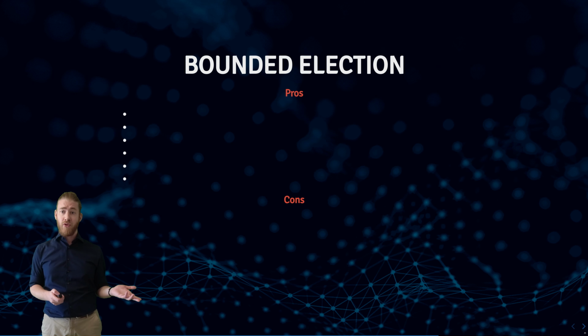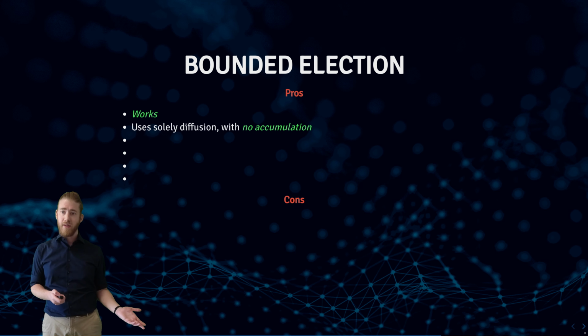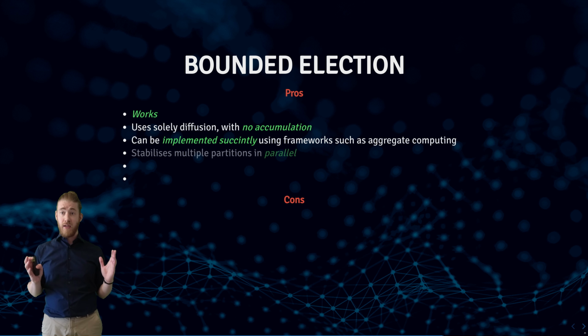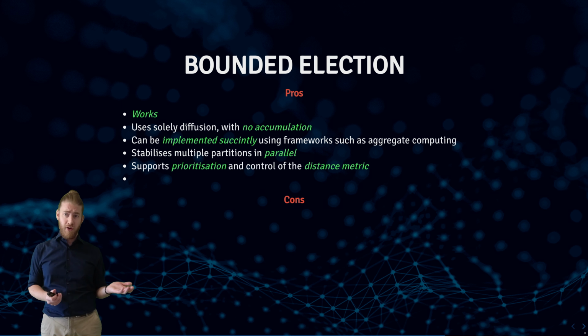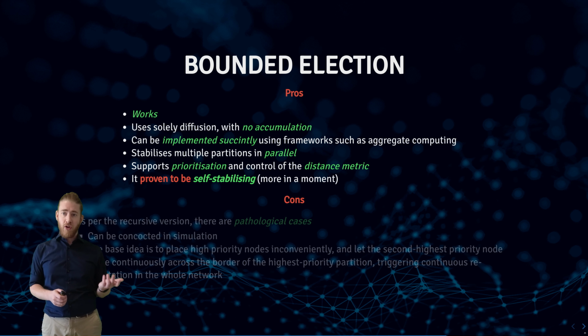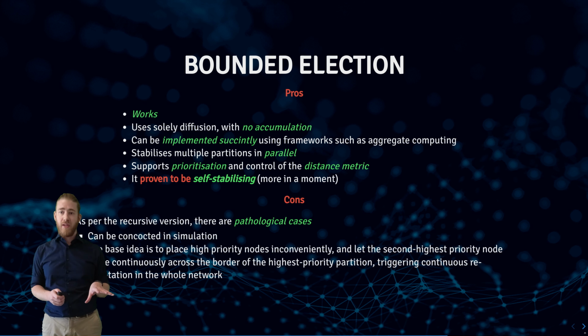So, bounded election pros. Well, of course, it works. And it uses diffusion only. It's got a reasonably succinct implementation, stabilizes multiple partitions at once, supports custom priorities and metrics, and we have proven it to be self-stabilizing. There's also a con, though, that is present in the recursive version too.